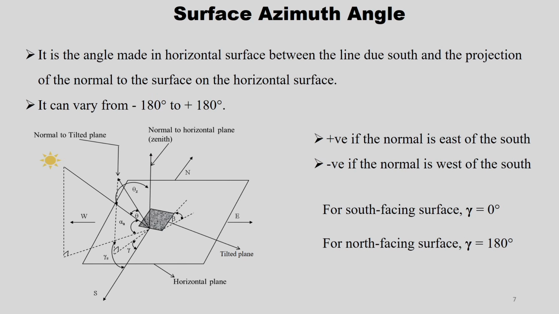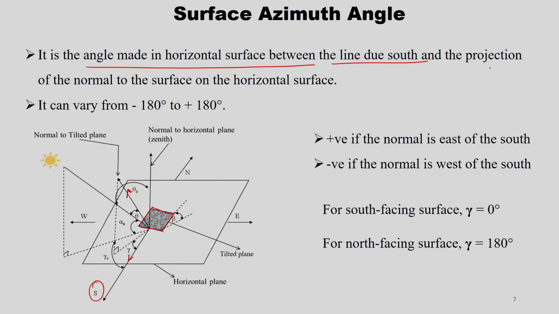The next one is the surface azimuth angle. It is the angle made in the horizontal surface between the line due south, this is the line due south, and the projection of the normal to the surface on the horizontal plane. For example, this is the tilted plane, as we have seen already. The normal to the tilted plane is this particular line.